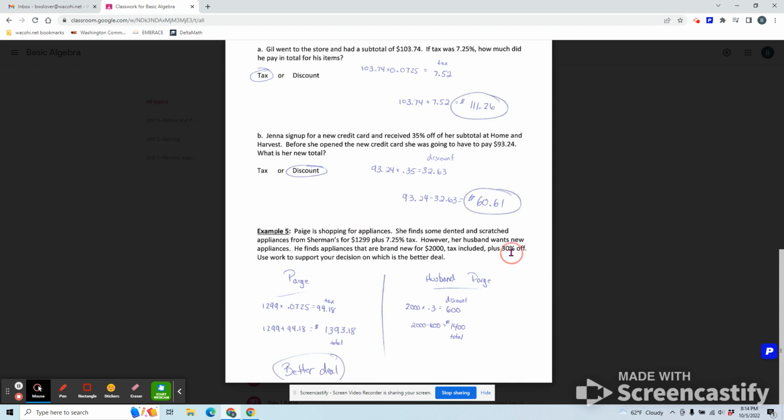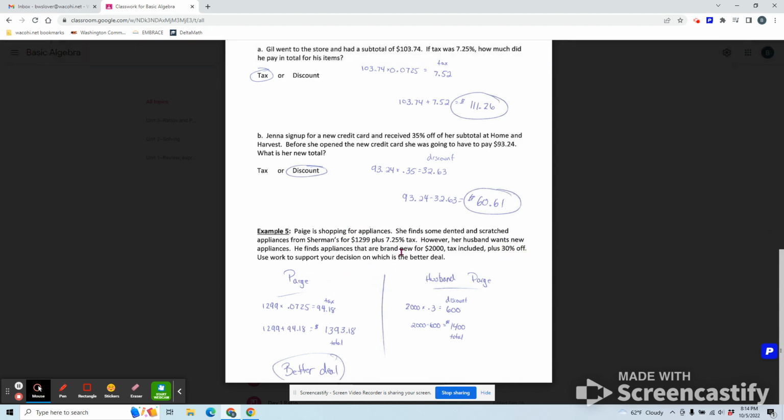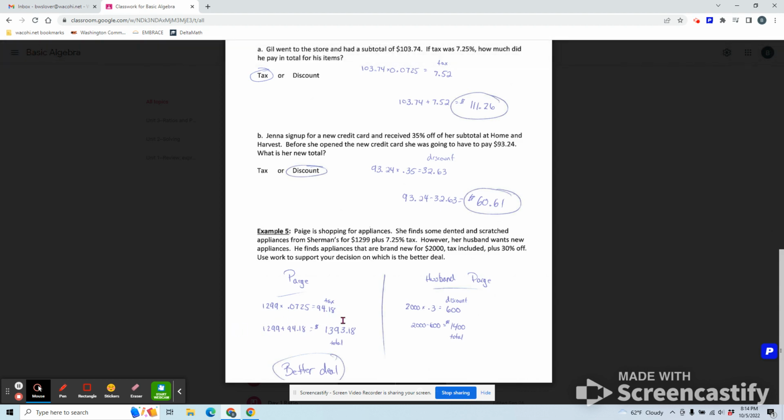This one is 30% off. Okay, so we're going to do the math to figure out which one really is the better buy. So we're going to take our cost times our percent, and we get our tax. Because it's a tax, we are going to add the two numbers together. So $12.99 plus $94.18 gives us $1,393.18.